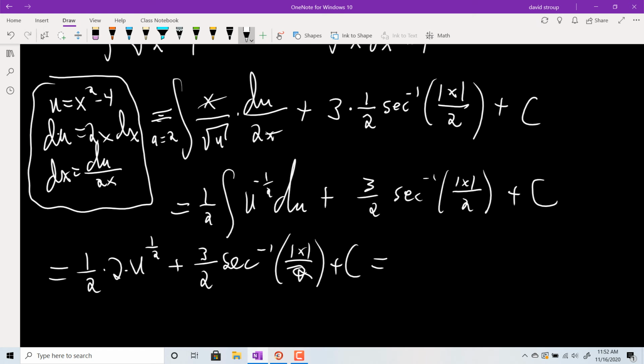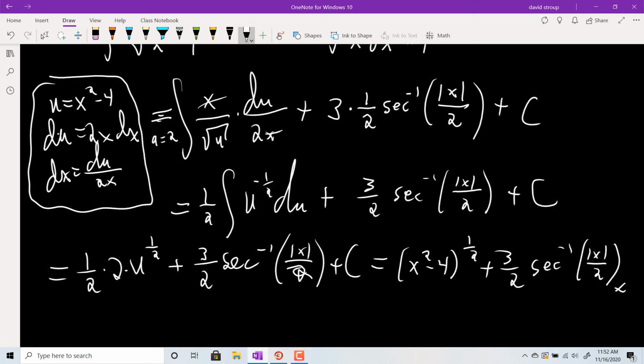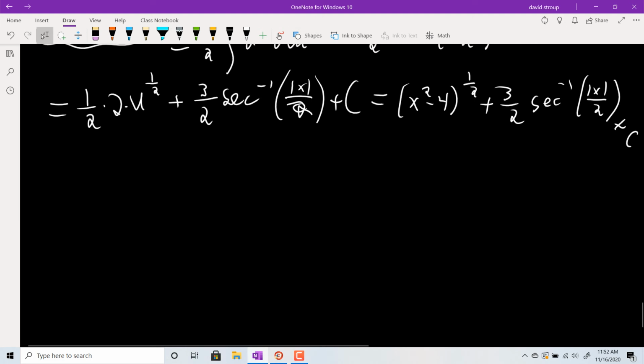subbing, 1/2 times 2 is just 1, so we have x squared minus 4 to the 1/2 plus 3/2 secant inverse of the absolute value of x over 2, and then don't forget this is a family, so put in that plus c. Okay. Alrighty then.